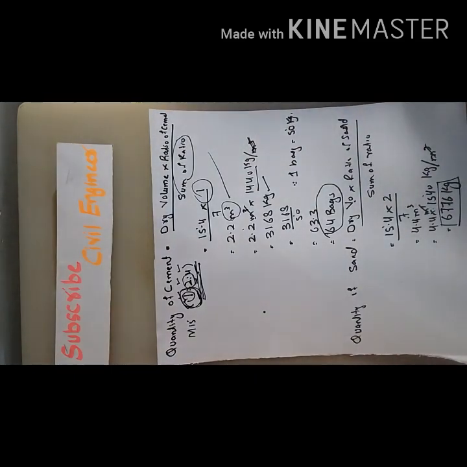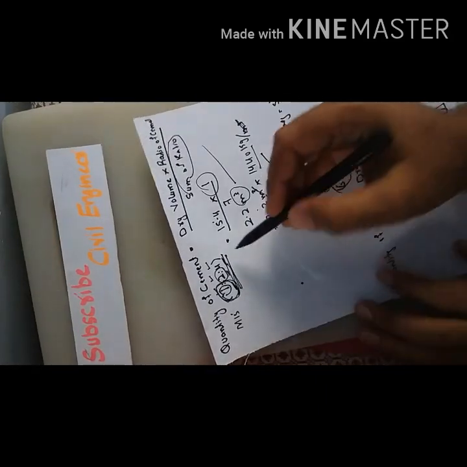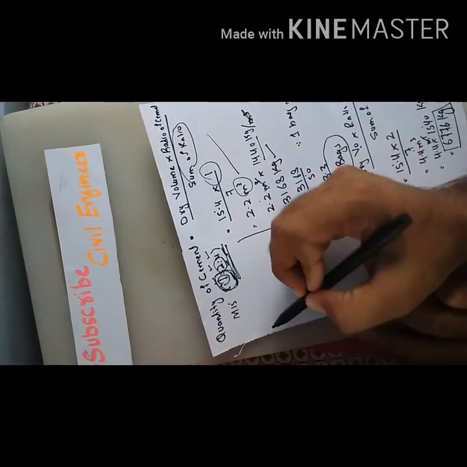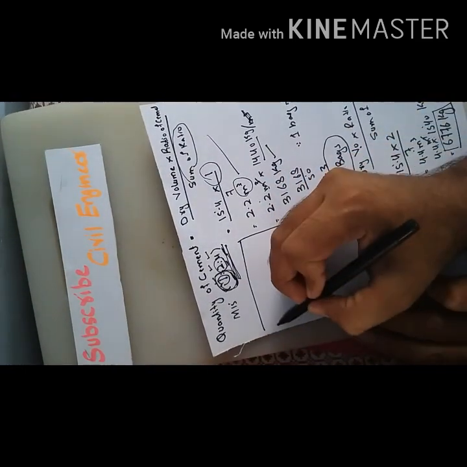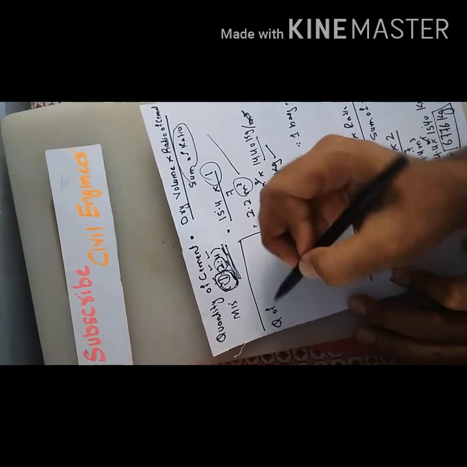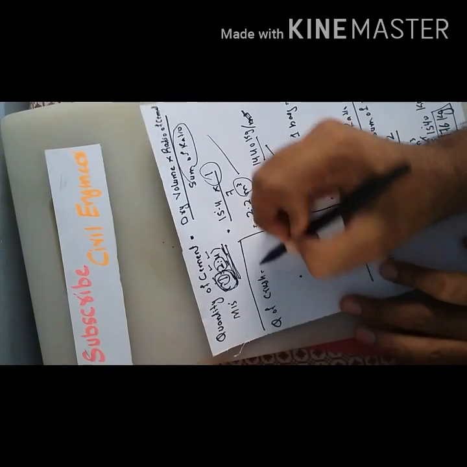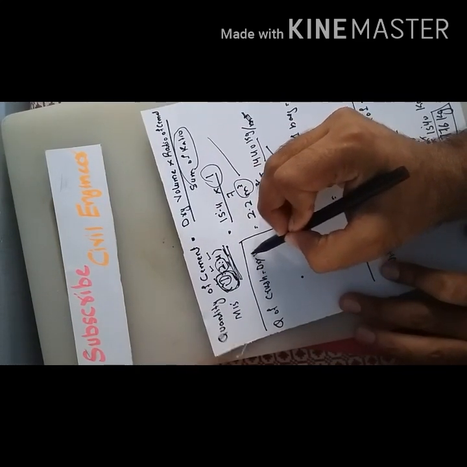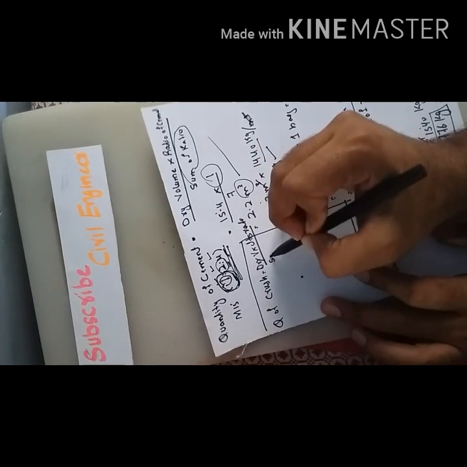So friends, like that, now we have to calculate the quantity of coarse aggregate in crush. So formula will remain same. I have less space, so I will try to find here quantity of, I am writing in short, crush. Formula will remain same. What is formula? Dry volume multiply by its ratio divided by sum of ratio.